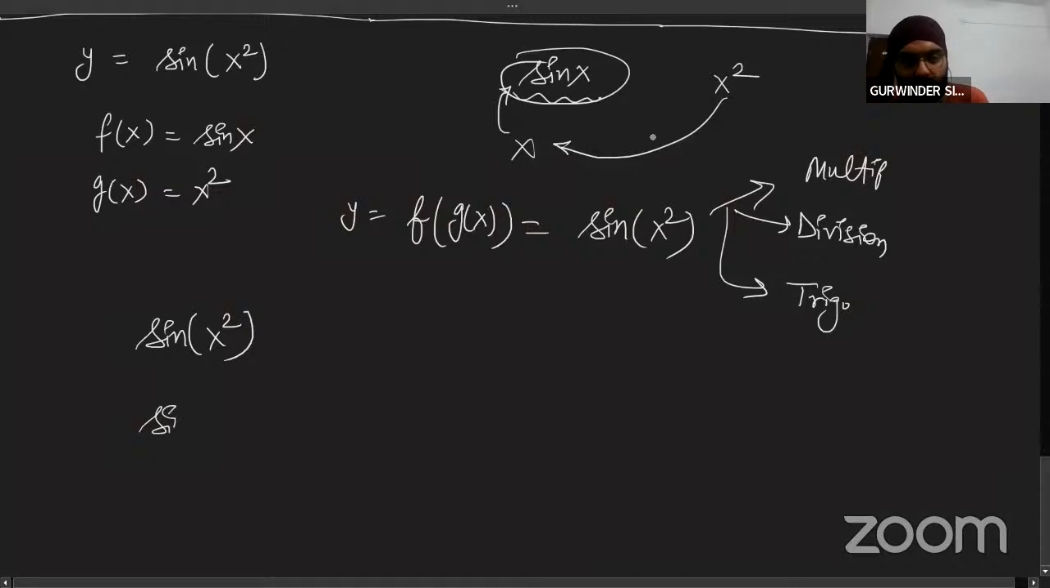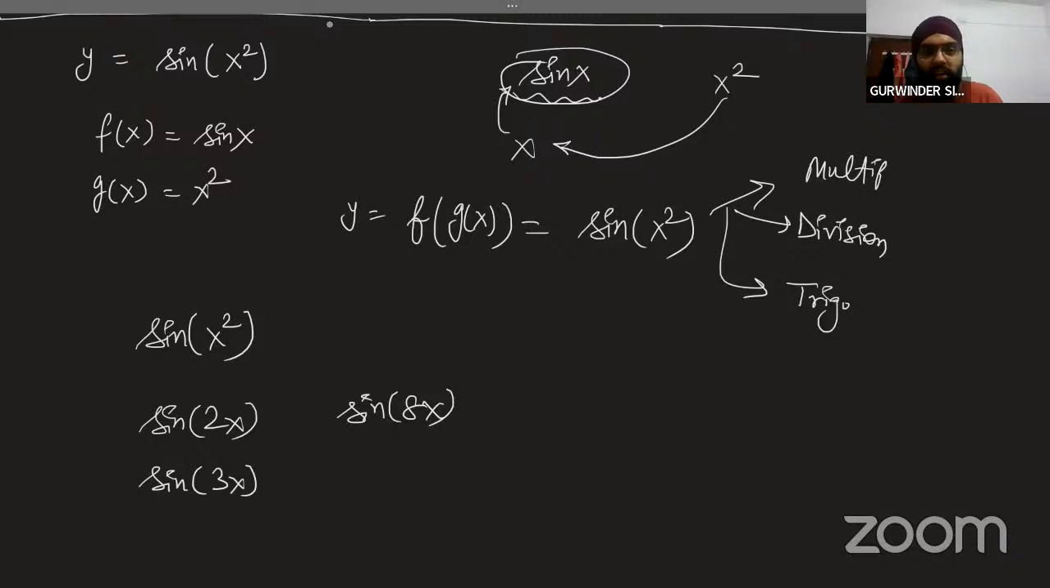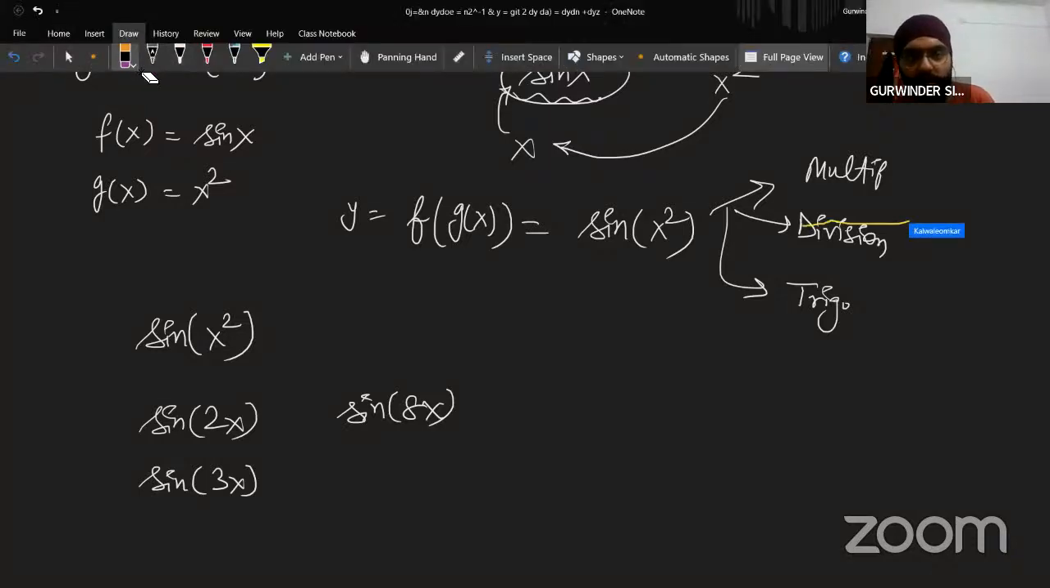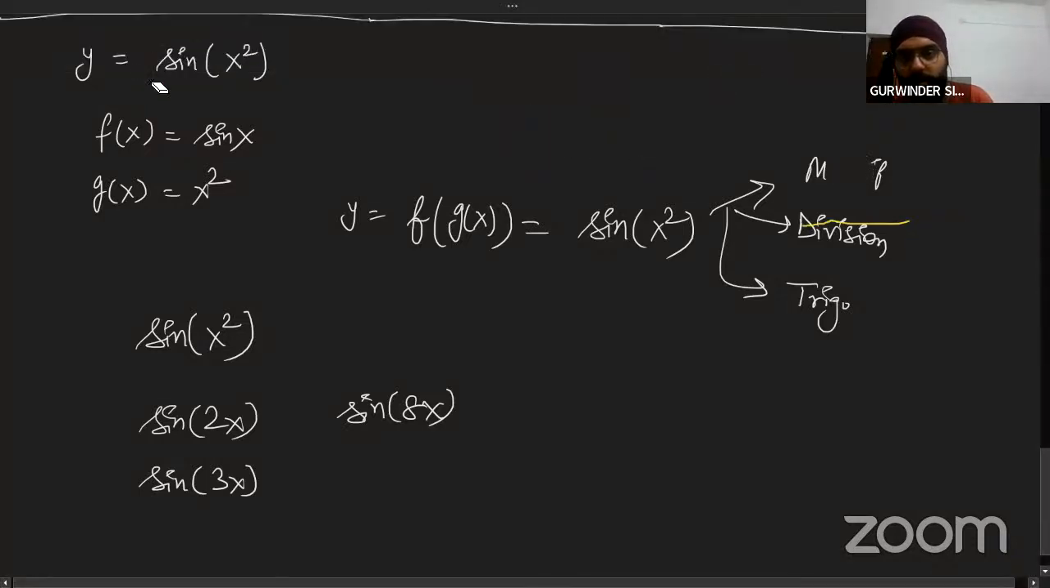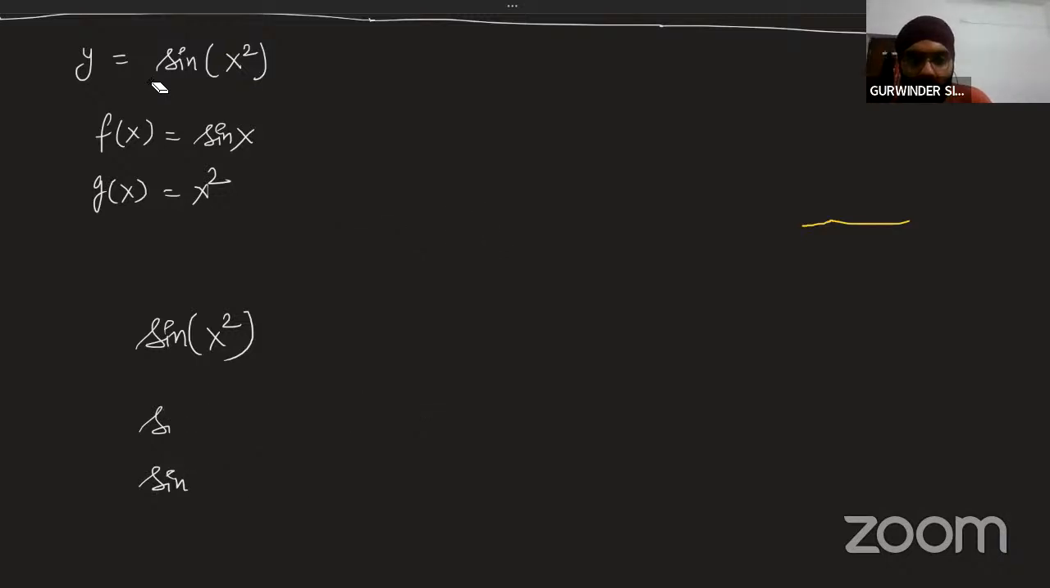There is a trigonometric formula for sine of 2x, sine of 3x, sine of 8x. But what will you do if one function is inside another function? How will we solve that? Is everyone getting what we are doing right now? Okay? Understood? See, you can't use multiplication over here. Nor can you use division, nor trigonometry. So we come up with the chain rule over here.